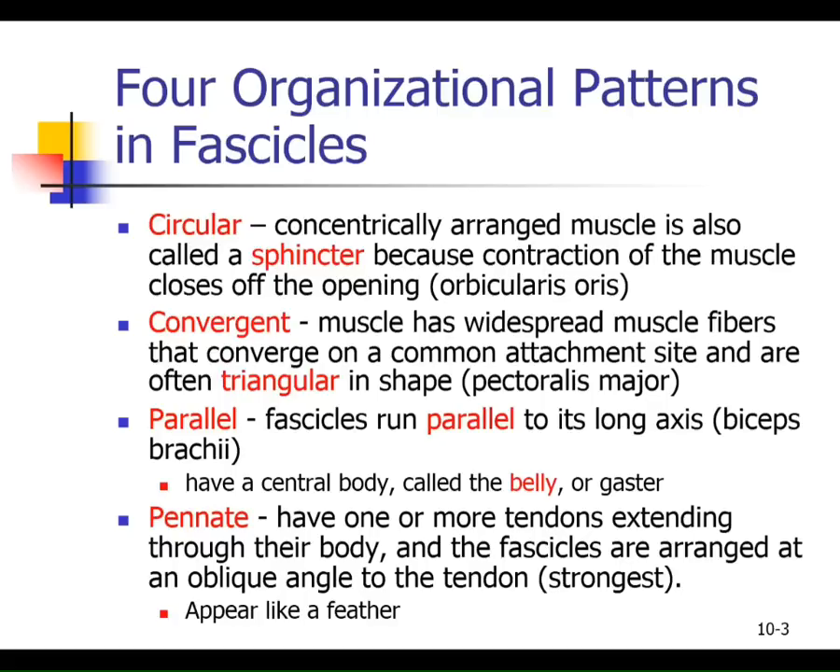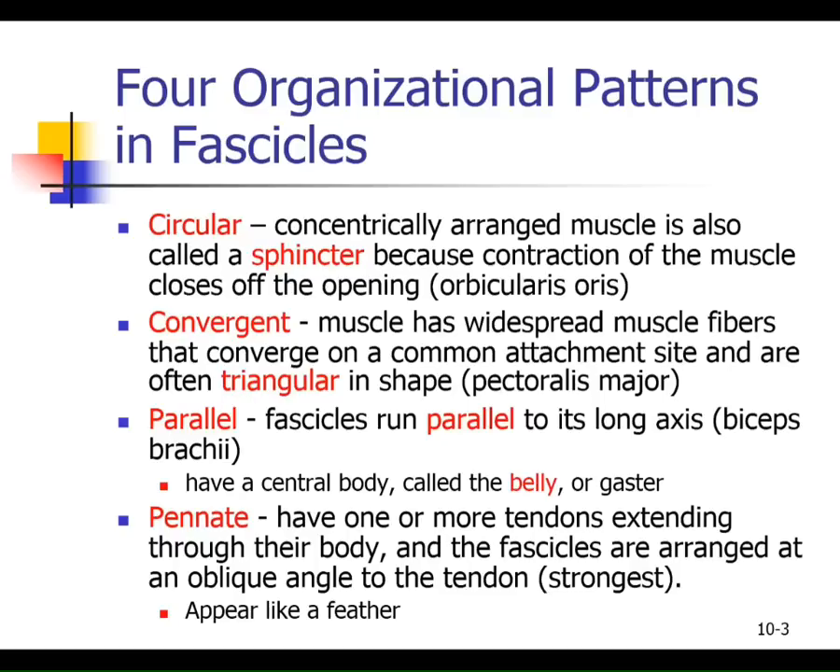Another word for circular muscles are sphincters. You have sphincters that are throughout your body, especially in your digestive system. And these circular muscle groups can close and open, thereby allowing certain molecules to pass through. Convergent, like the pectoralis major. If you picture that pectoralis major muscle, it's triangular in shape. And you've got fibers attached to the sternum, and then you've got all those fibers going to an attachment point in the armpit. It has a triangular shape to it.